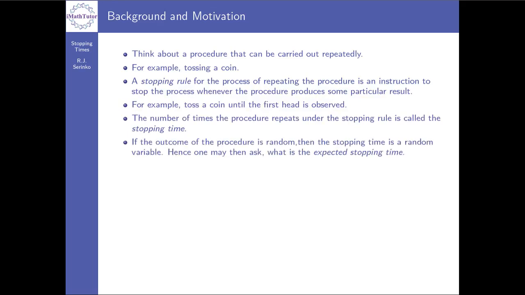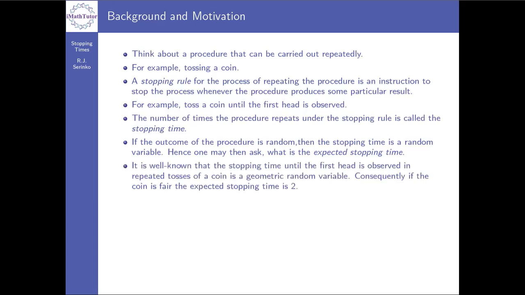If the outcome of the procedure is random, then the stopping time is a random variable. Hence, one may ask, what is the expected stopping time? It is well known that the stopping time until the first head is observed in repeated tosses of a coin is a geometric random variable. Consequently, if the coin is fair, the expected stopping time is 2.